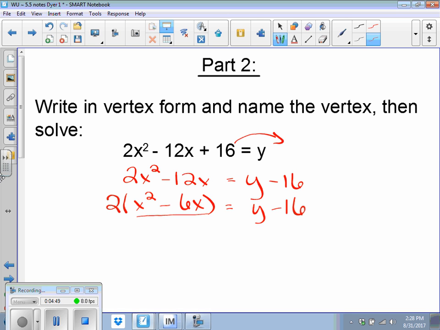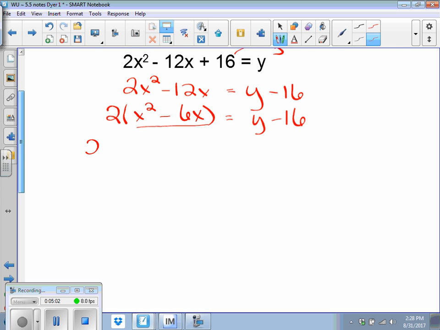So from here, we're going to start doing what we used to do. Plus blank, plus blank. But the first plus blank on the left is just going to be inside the parentheses. Okay? So we have 2 times x squared minus 6x plus blank equals, if you add something to the left, you also have to add an equivalent amount to the right.